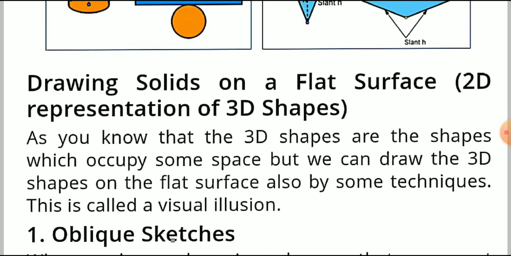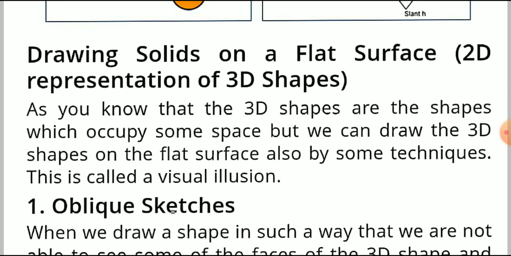Drawing solids on a flat surface. 2D representation of 3D shapes. As you know, 3D shapes are the shapes which occupy some space, but we can draw the 3D shapes on a flat surface also by some techniques, that is called a visual illusion. Now you can see so many illusions on 3D shapes. You have seen the videos of how they make 3D drawings, in which you can see that the pencil is standing on the picture, but exactly it is not standing, it is made like this.